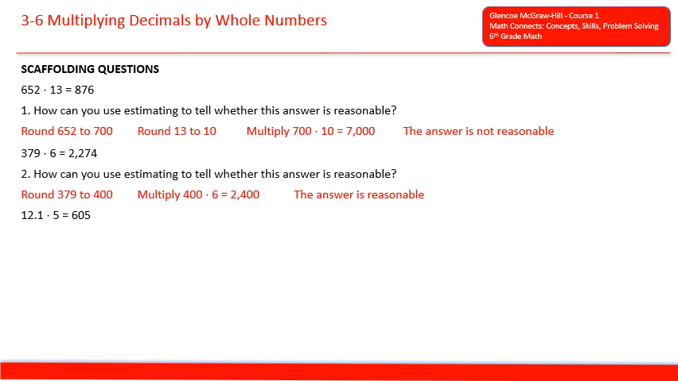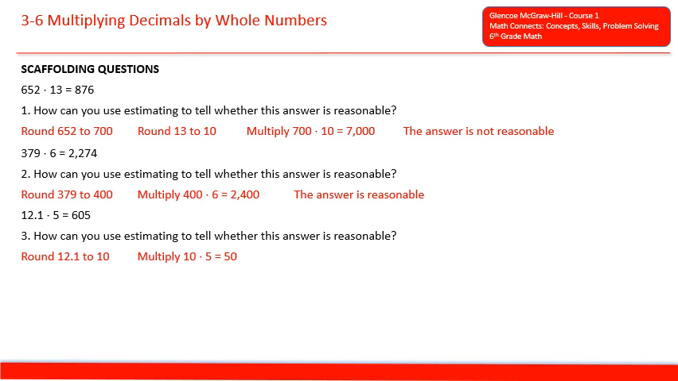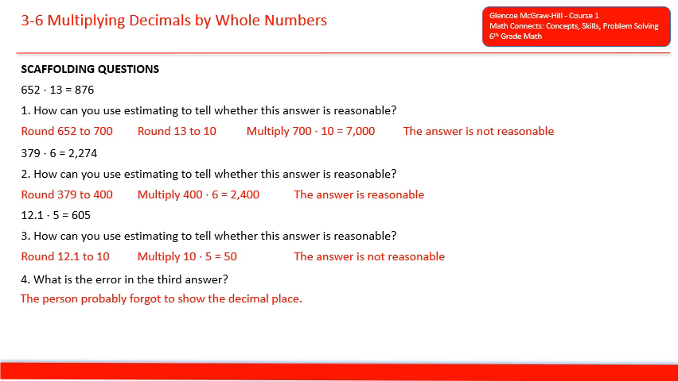12.1 times 5 is 605. How can you use estimating to tell whether the answer is reasonable? If we round 12.1 to 10, multiply 10 times 5 equals 50. So the answer is not reasonable. What is the error in the third answer? The person probably forgot to show the decimal place. So instead of 605, it probably should have been 60.5.